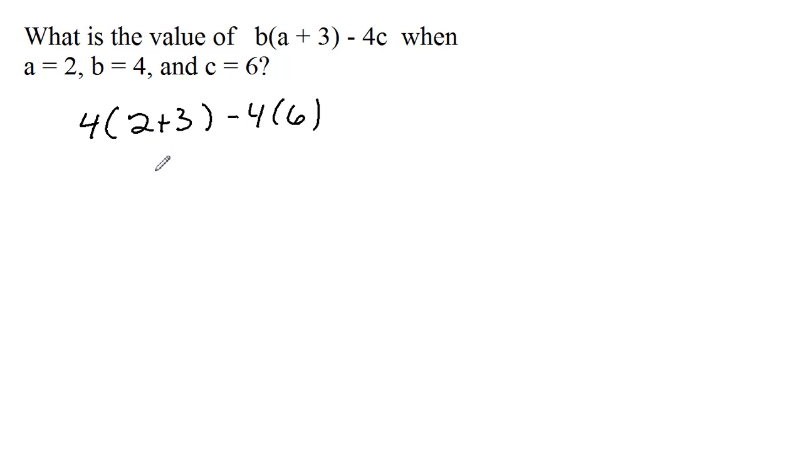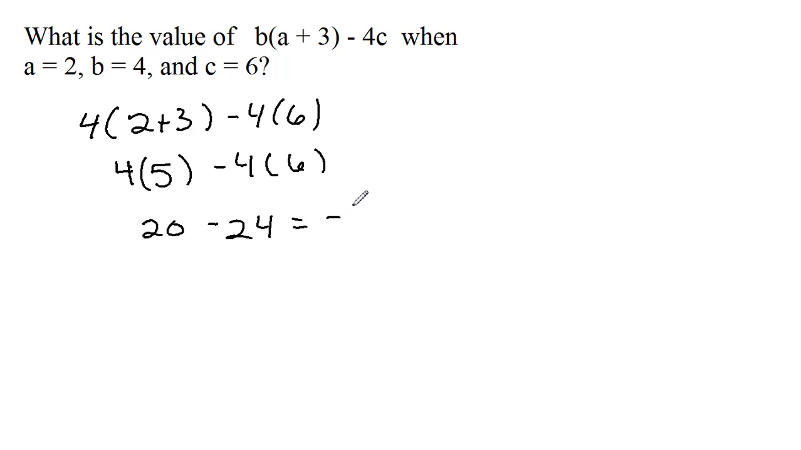So 2 plus 3 gives us 5. And then I'm just going to copy down everything else again. So 4 times 5 gives us 20, minus 4 times 6 gives us 24. 20 minus 24 gives us -4.